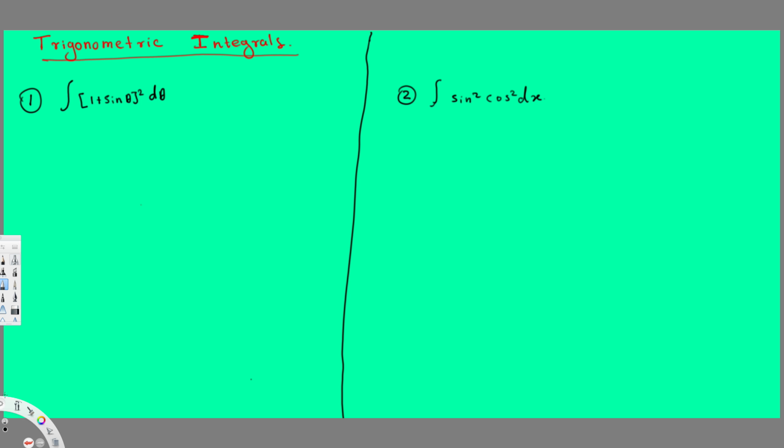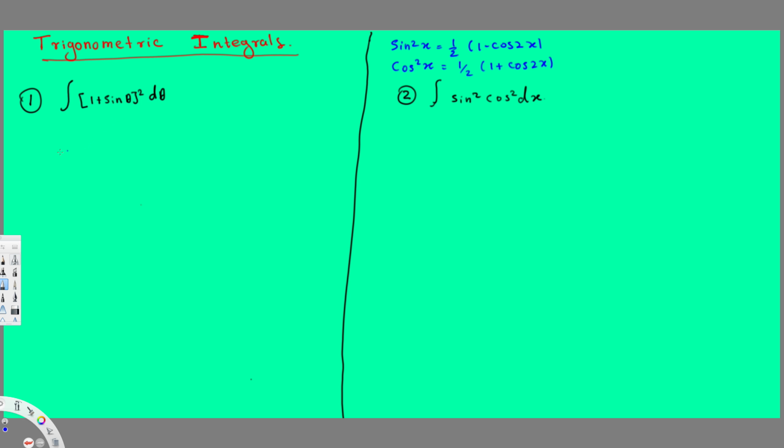But before we do this problem, we have to know two trig identities, because that is going to be the main thing in these kind of questions. The first one is sine square x is equal to half times 1 minus cos 2x, and the second one, cos square x, is going to be the same thing, but here we are going to have plus: half times 1 plus cos 2x. So these are the two things we have to know before we solve this.